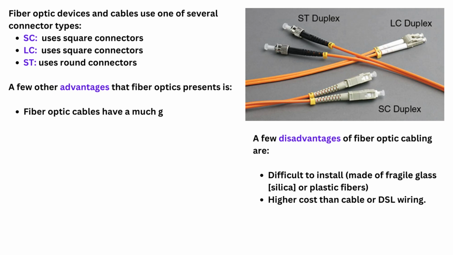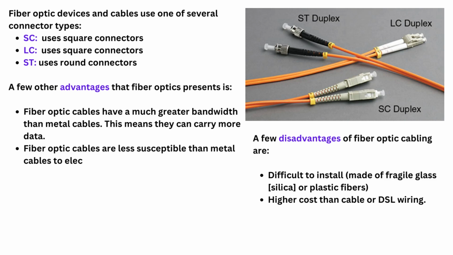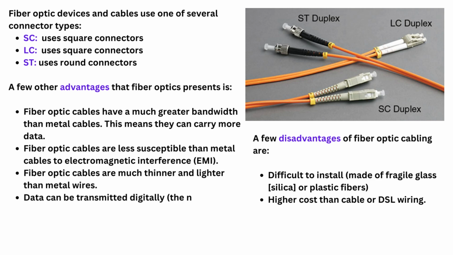This means they can carry more data. Fiber optic cables are less susceptible than metal cables to electromagnetic interference, EMI. Fiber optic cables are much thinner and lighter than metal wires. Data can be transmitted digitally, the natural form for computer data, rather than analogically. It is a very secure medium for data transmission. The ONT is at your home, so neighborhood internet usage won't affect your connection speed.